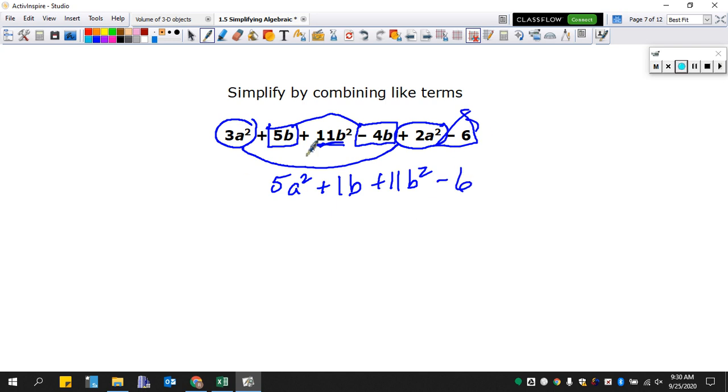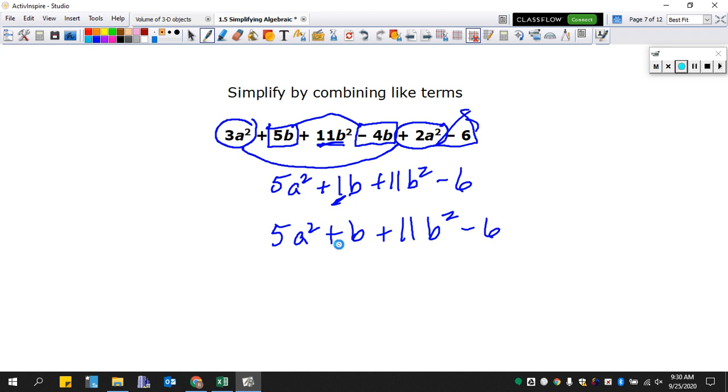Now, the only additional thing that I would need to do here is this right here. I don't need to have a 1 there. So I could just rewrite this as 5a squared plus b plus 11b squared minus 6. All right, so normally, that 1 is understood to be there. You don't have to write it down.